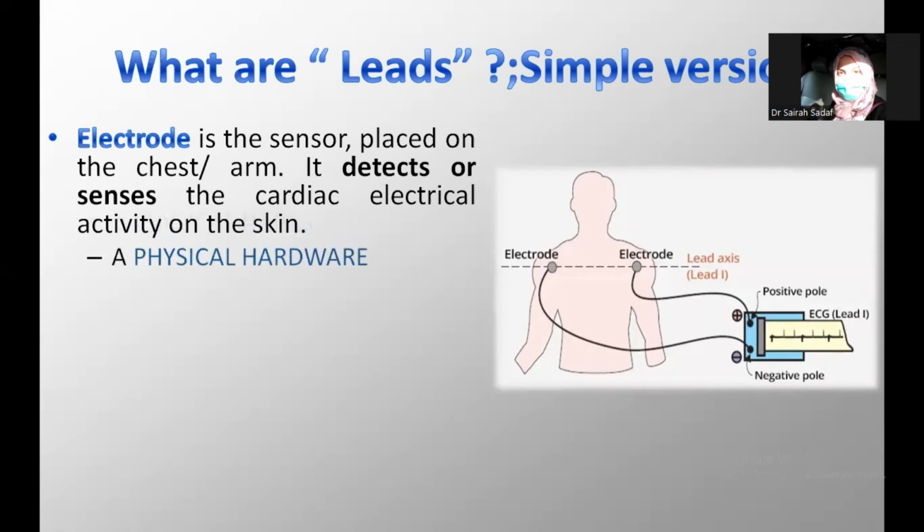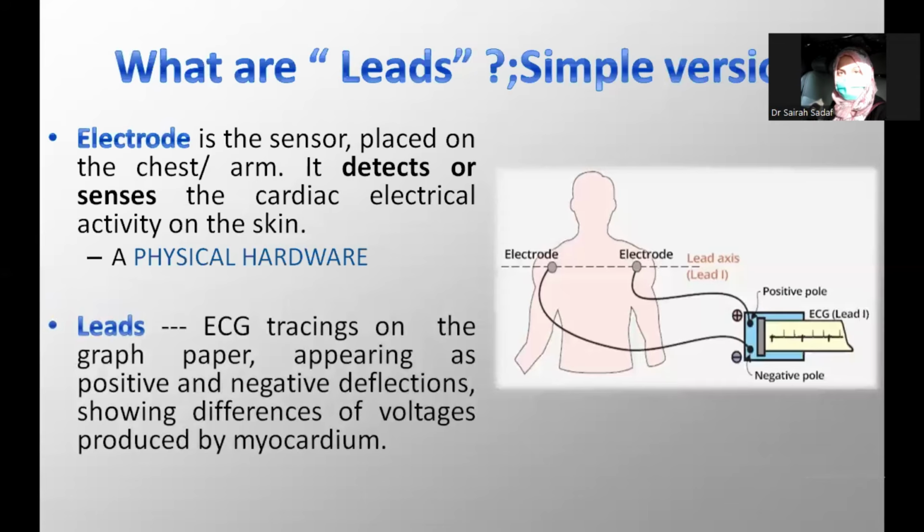Now, what is a lead? A lead is basically the ECG tracing on the graph paper. They appear as positive and negative deflections, up and down, upstrokes and downstrokes. And they basically show the differences of voltages produced by the myocardium. Basically, this is an electric view of the cardiac activity, right? I hope all this is making sense to you.